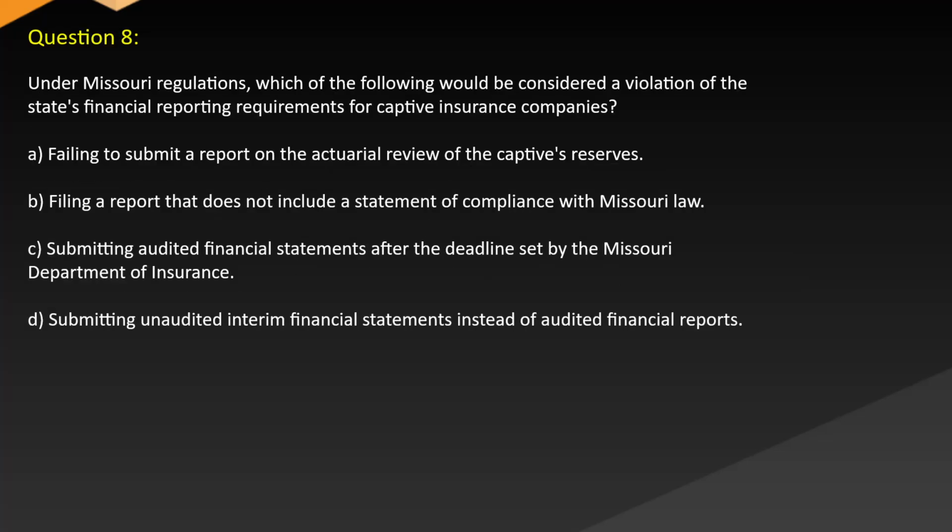Question 8. Under Missouri regulations, which of the following would be considered a violation of the state's financial reporting requirements for captive insurance companies? A. Failing to submit a report on the actuarial review of the captive's reserves. B. Filing a report that does not include a statement of compliance with Missouri law. C. Submitting audited financial statements after the deadline set by the Missouri Department of Insurance. D. Submitting unaudited interim financial statements instead of audited financial reports.